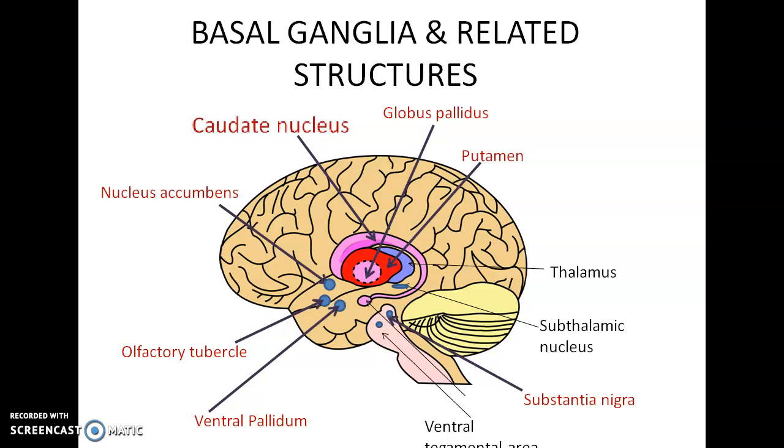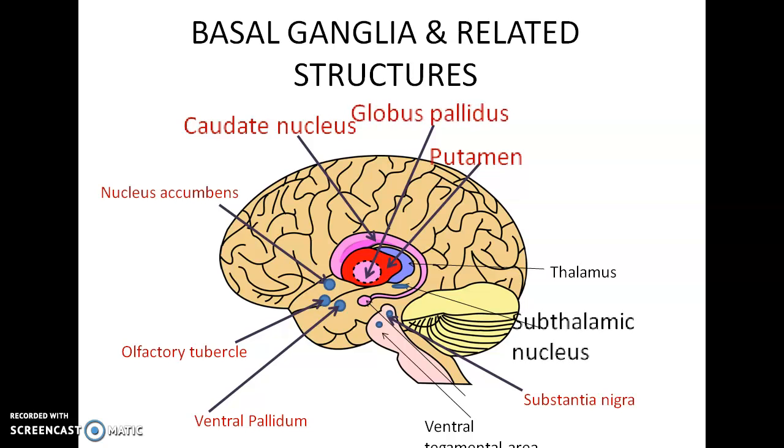So here we have the caudate nucleus, the putamen, the globus pallidus, the subthalamic nucleus, and the substantia nigra. That means it includes basal ganglia as well as a related structure which is affected in this disease. Now we will discuss how and why.